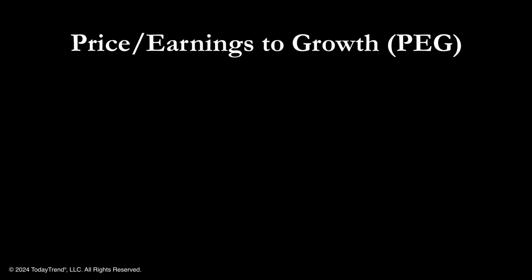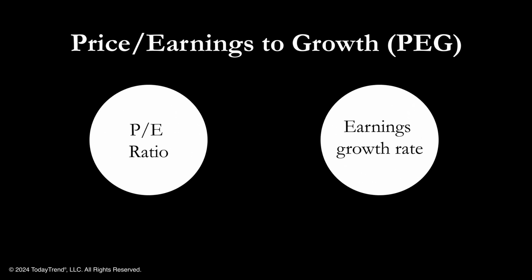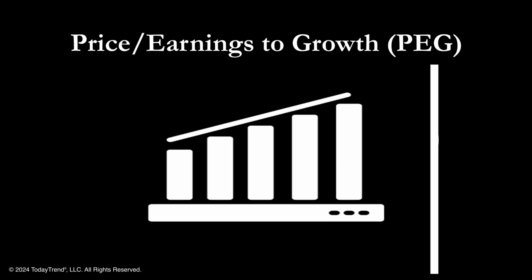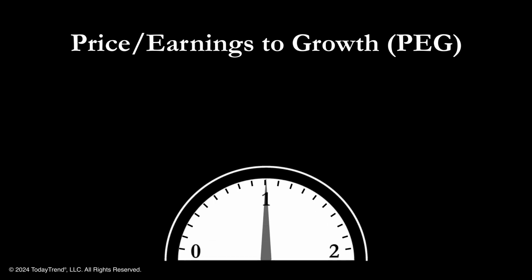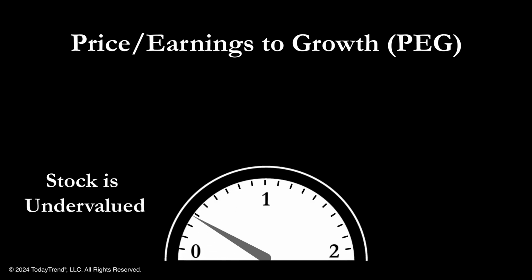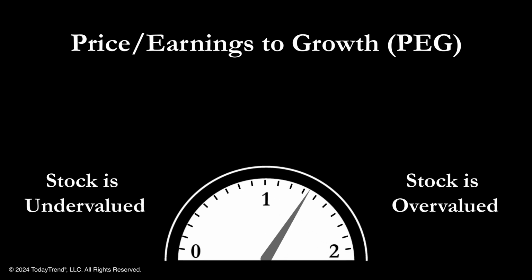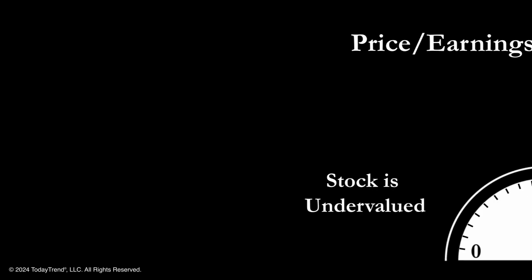The price-earnings to growth (PEG) ratio considers a company's PE ratio and its earnings growth rate. It provides a more comprehensive view by factoring in growth potential. A PEG ratio below 1 may indicate a stock is undervalued, while a PEG ratio above 1 may suggest overvaluation.